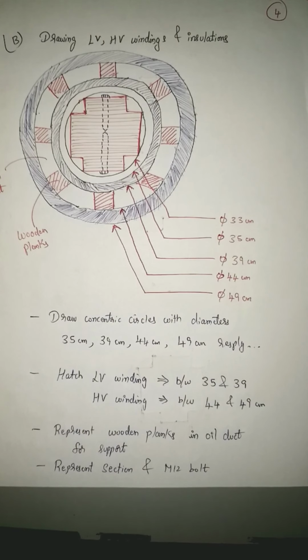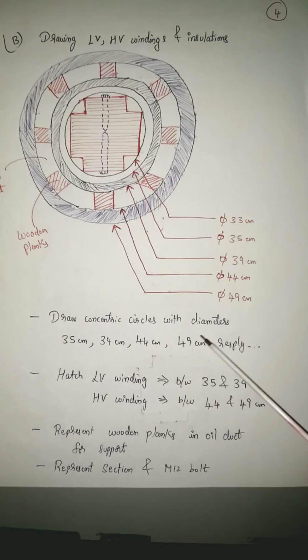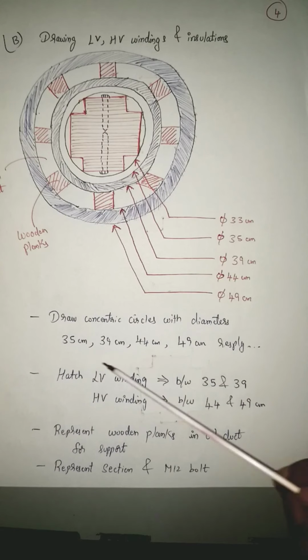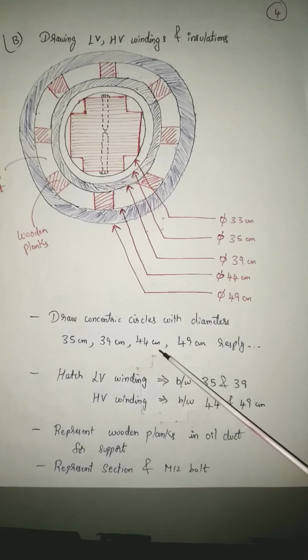Next, let us represent the windings. See, now already the core is being drawn. Let us see step by step what has to be done. First, you have to draw the concentric circles with given diameters. See, as given, 35 centimeter, 39, 44, 49 centimeter respectively. Just take a compass and draw circles of this particular diameter: 35, 39, 44, 49.